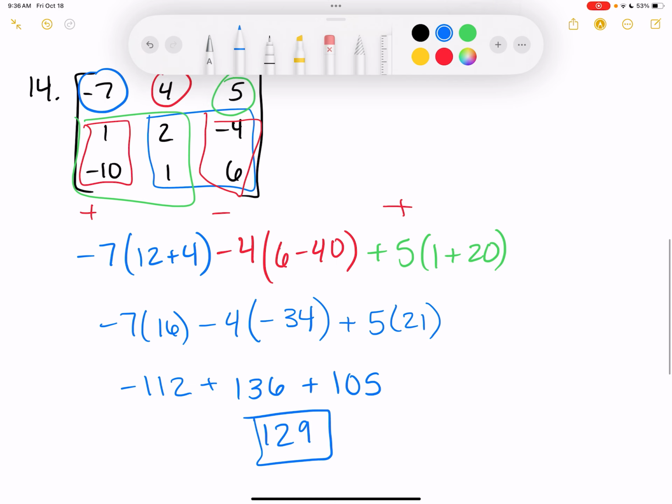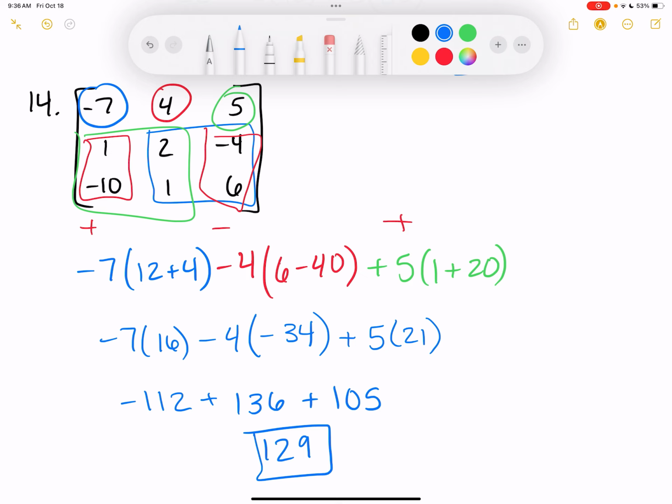All right, let's check our work. So let's type this original matrix in the calculator. Once you have that typed in, let me know so we can keep going.